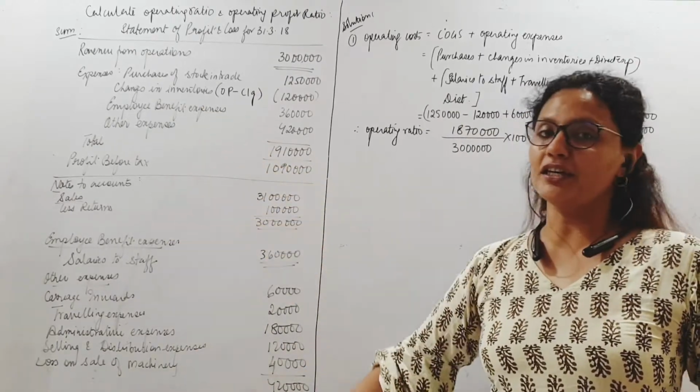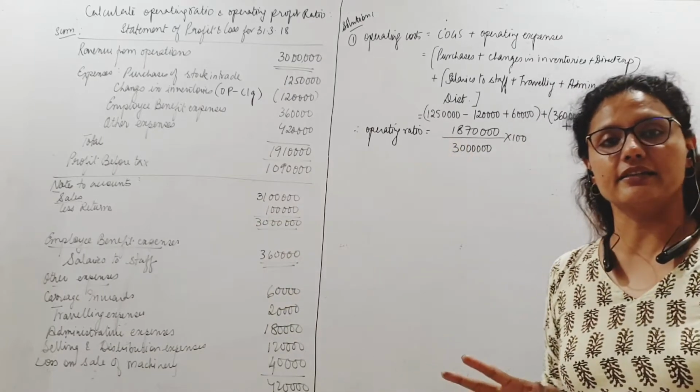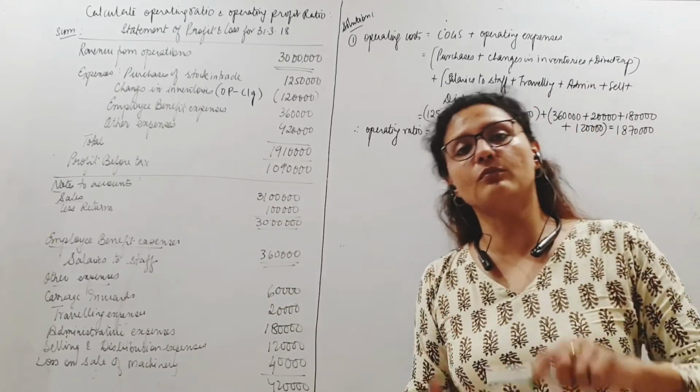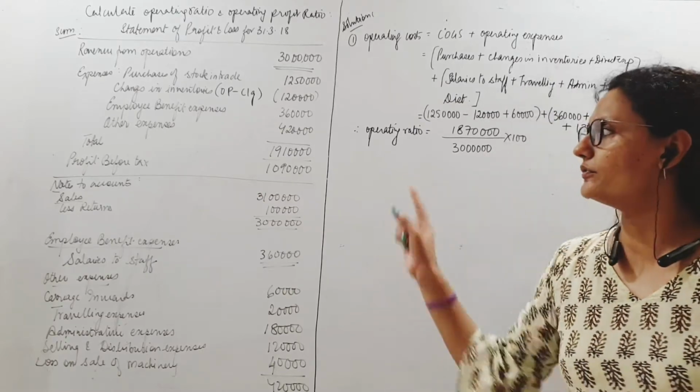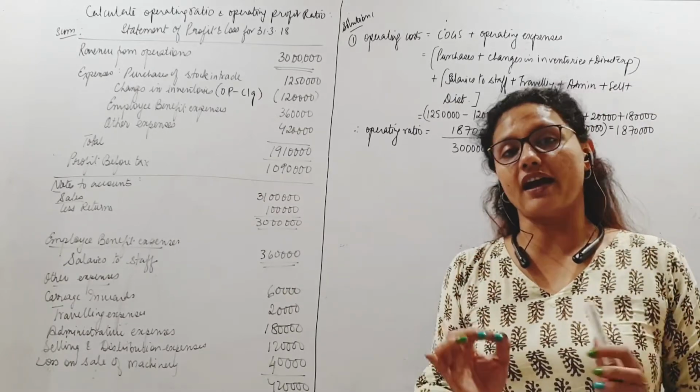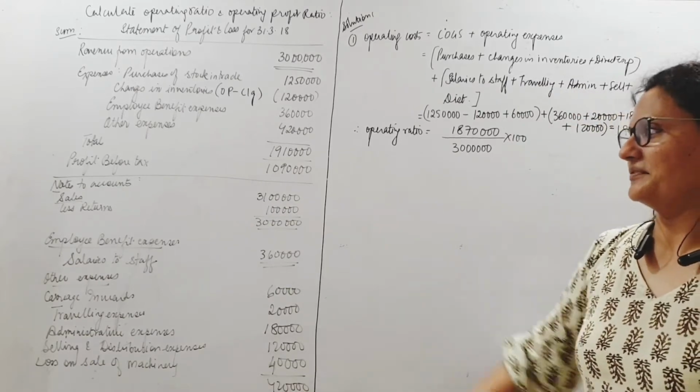Suppose notes were not given to me, I would not be able to tell that there is any direct expense. So I will assume all expenses to be indirect. Do not assume any of this to be direct unless you have information. Okay, now we have information, so chill.